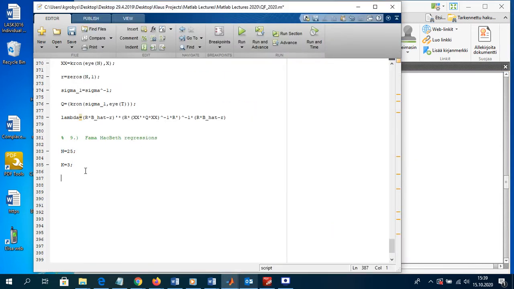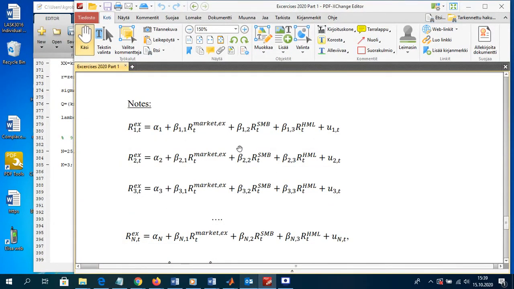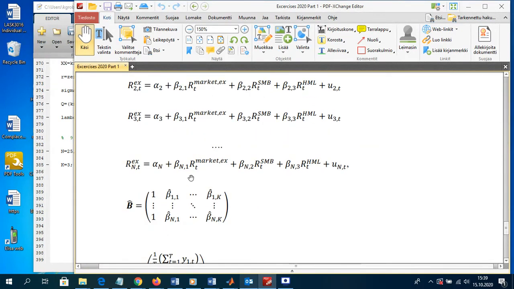So the first step, if you remember from our whiteboard derivations, is again we have our time series regressions, and we discussed that there are different approaches to set up Fama-MacBeth regressions. On the whiteboard we started with the time series framework. We started with the time series regressions. We grabbed our point estimators beta and we stacked them into a new matrix which we denoted as B, capital B hat.